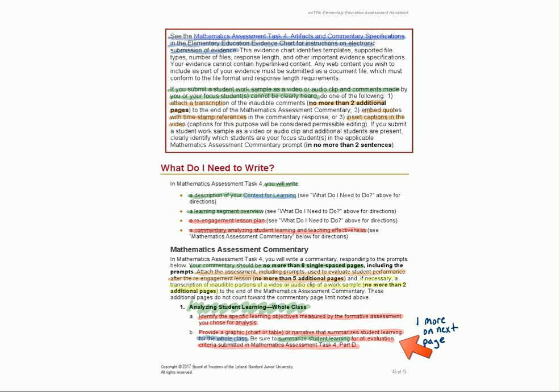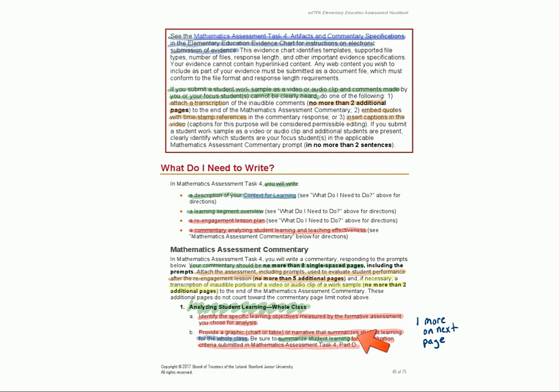Be sure to summarize student learning for all evaluation criteria submitted in Mathematics Assessment Task 4 Part D. So this is loaded. Let's take this apart. You have a choice between sharing a graphic, table, or chart. So a chart or table kind of graphic. So that's one choice. Or you can write a narrative. All right? So you make a choice between those.